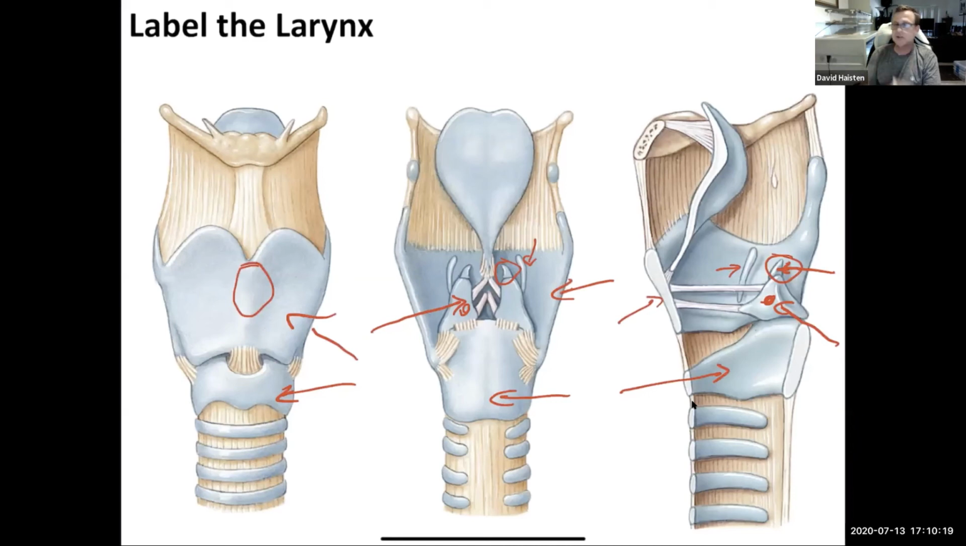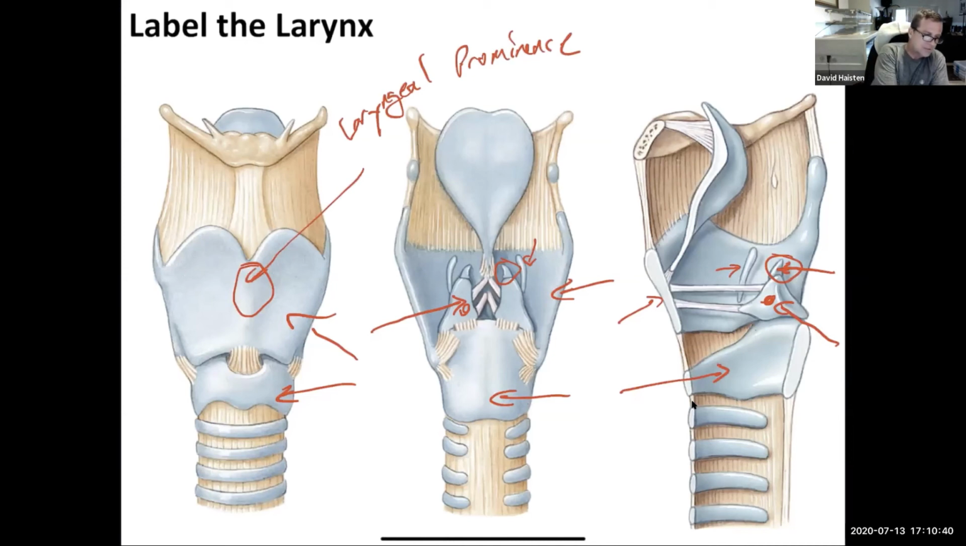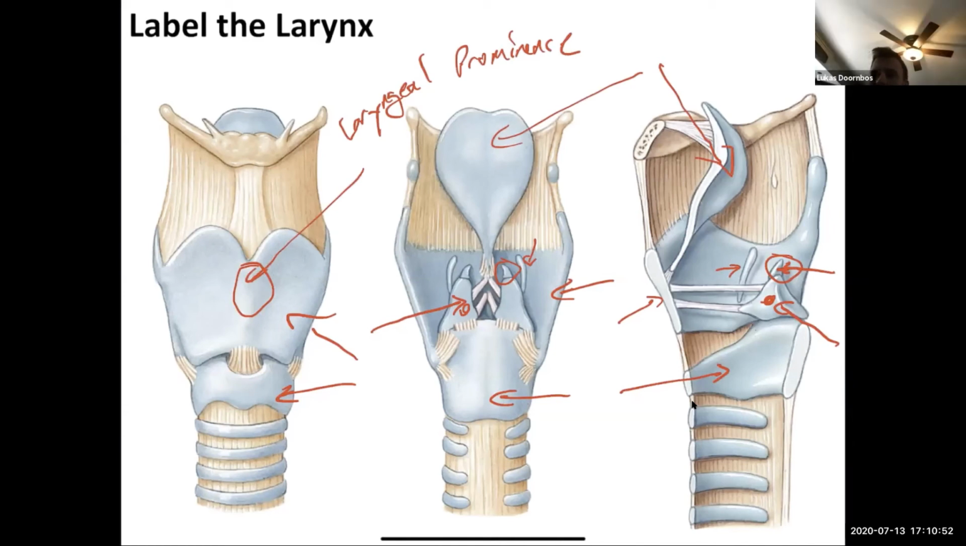It's because of androgens, male hormones, that makes that more developed than in a female. That's called the laryngeal prominence. It's on the front of the thyroid cartilage, Adam's apple. Okay. Finally, what is this structure called? The epiglottis. That's it, epiglottis.